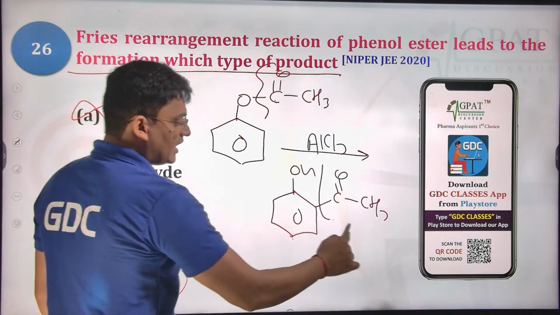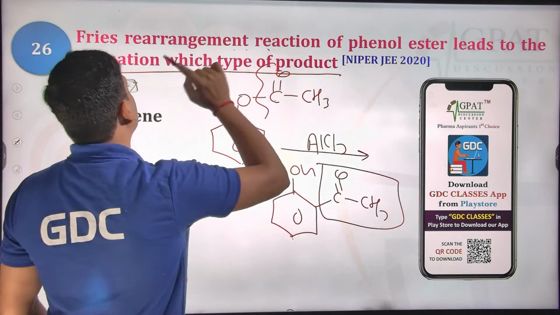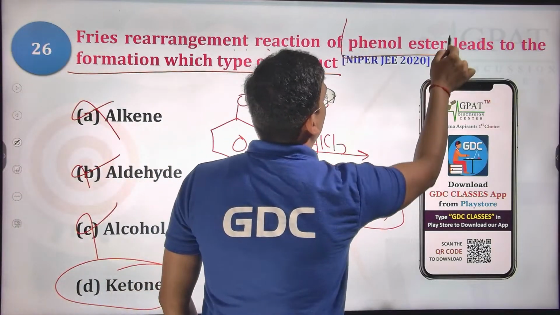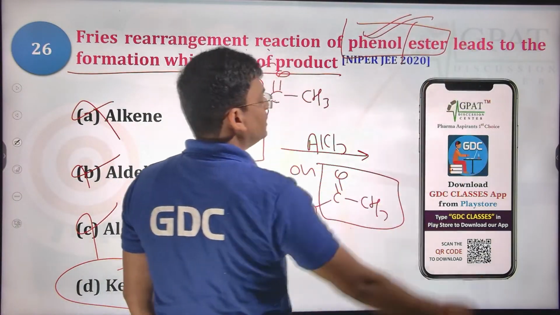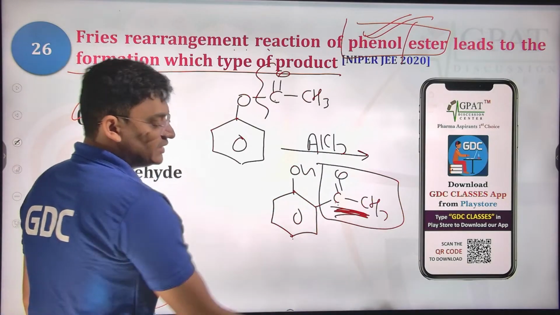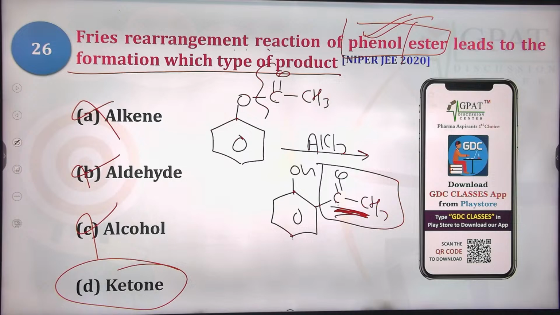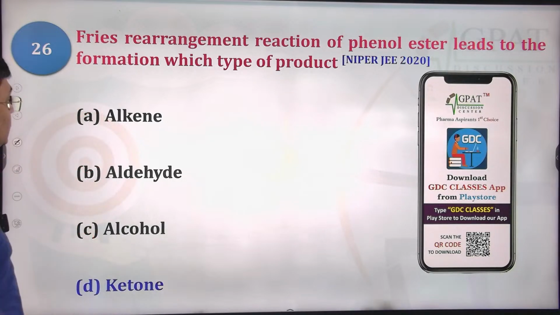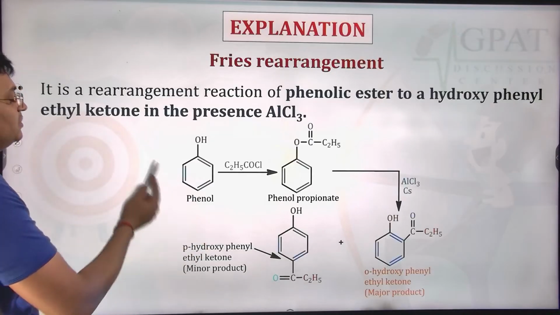We have a phenol ester, and phenol is already mentioned here. So what is the product? That is a ketone product. So yes, D, that is ketone, will be the right answer.